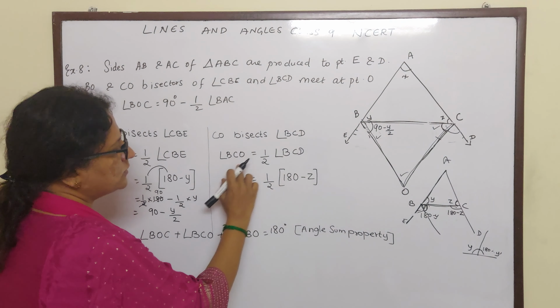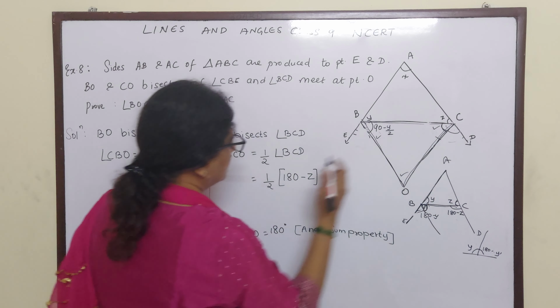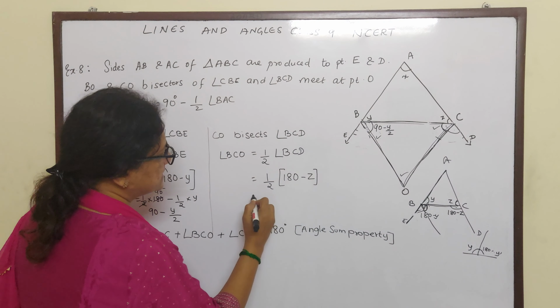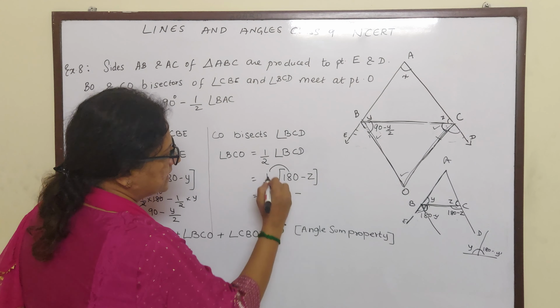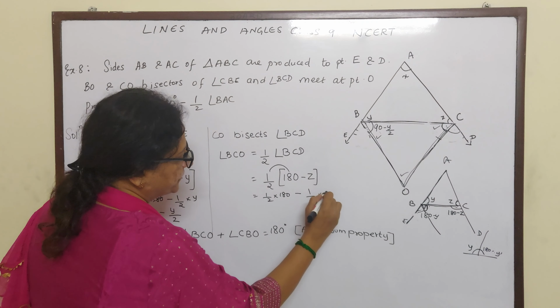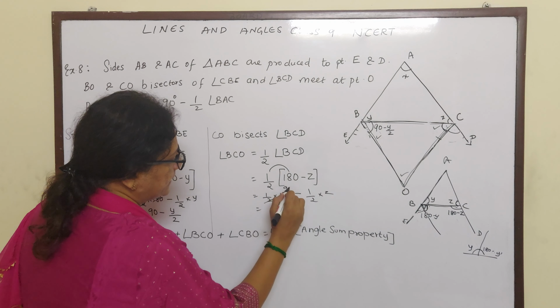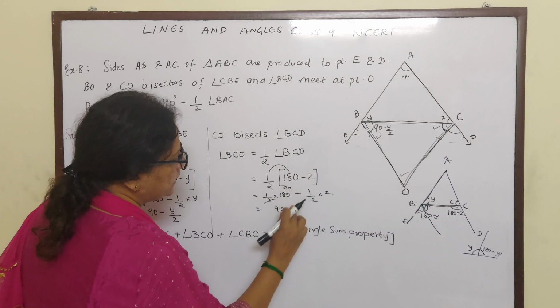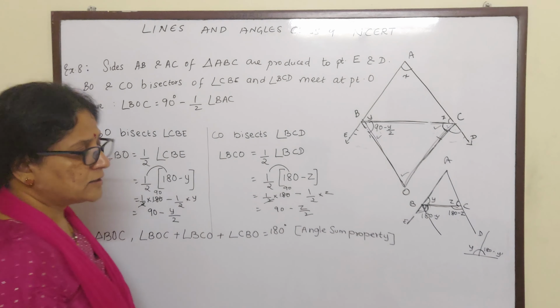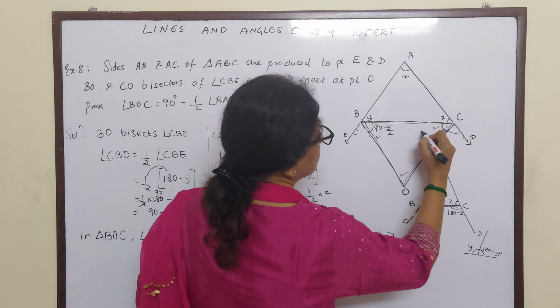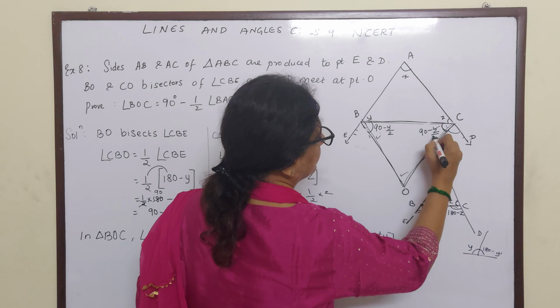BCO. So BCO is half of BCD, so half of 180 minus z. Half into 180 is 90, minus half into z. If you cancel, you will get 90 minus 1 into z, which is z by 2. So this is 90 minus z by 2.